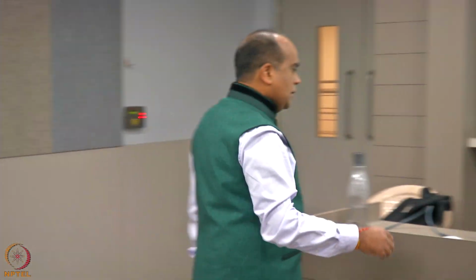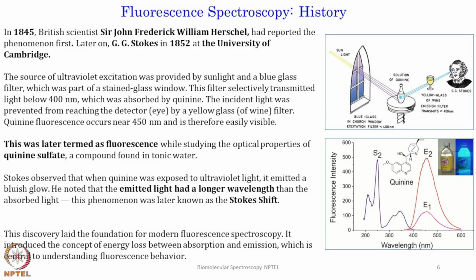So these are fluorophores. Now, what is the historical perspective of fluorescence? All the research happened because of curious minds. Somebody was discovering and putting it down. I will not say these were the first ones, but in modern science they documented it for the first time. The British scientist Sir John Frederick William Herschel reported the phenomenon first, and later on Stokes in 1852 at the University of Cambridge reported something happening, and they documented it well, right.